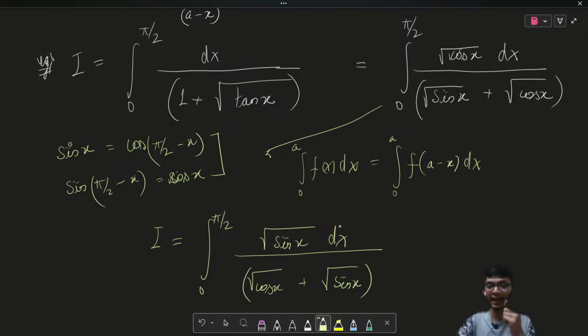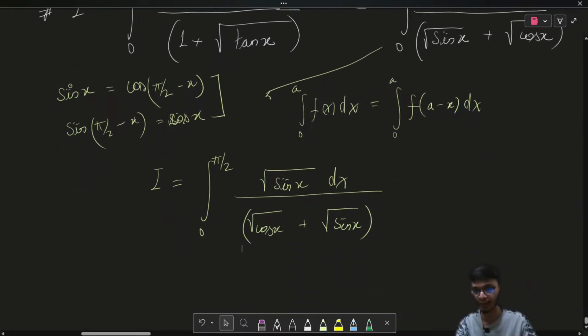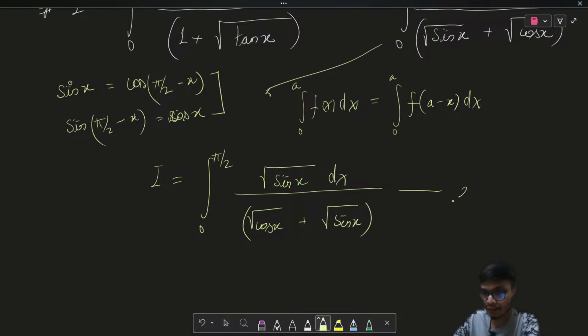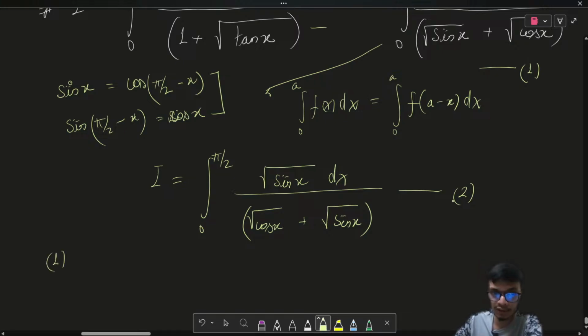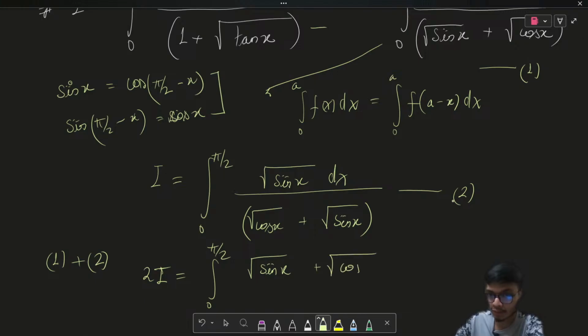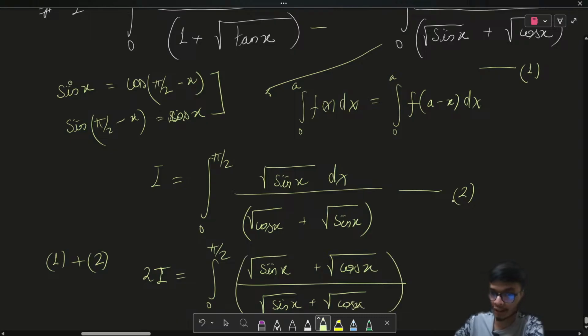Therefore, if I add these two functions, I always talked about that when I add f of x plus f of a minus x, it becomes a constant or an easy function to integrate. So let's say this is equation number 2, and this is equation number 1. If I add the first equation and the second equation, I get 2 times I, going from 0 to pi by 2, and the result is going to be square root of sin x plus square root of cos x, whole divided by square root of sin x plus square root of cos x. This is the same thing, and it's going to cancel out and be a constant 1.